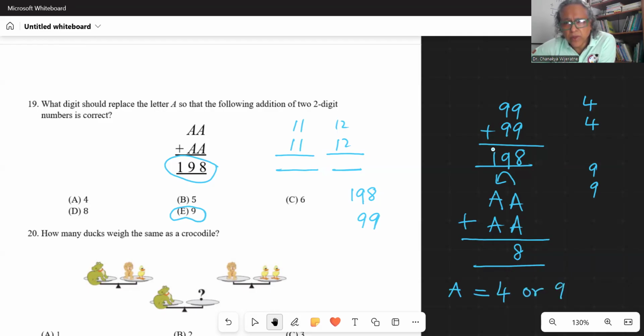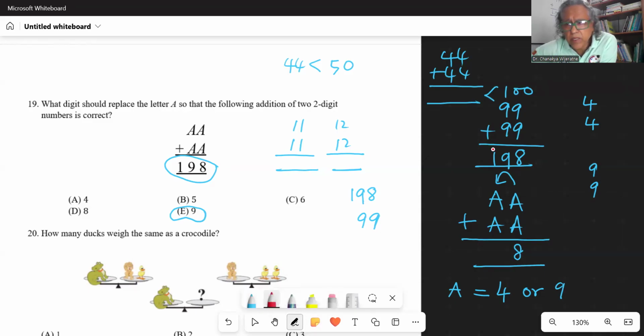But it can't be 4. If it is 4, then it is 44. Then actually the sum is less than 100, because each one is less than 50. So 44 is less than 50, and we can write that using that symbol. If you take two of them, it has to be less than 100. So this sum is less than 100, but we have 198. So it has to be 9.